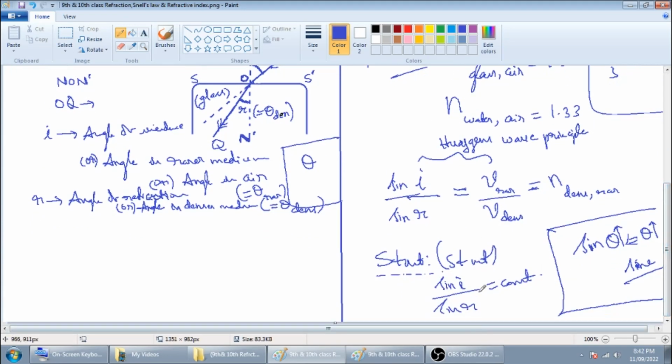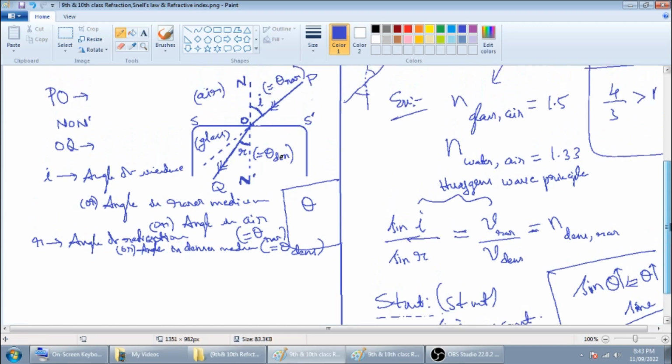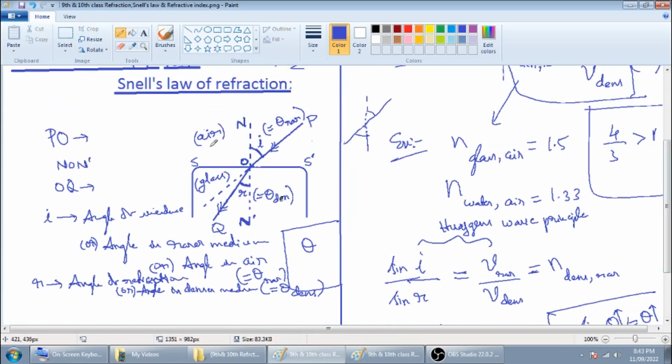So here, in brackets, it can also be written more clearly as equal to sin theta rarer by sin theta denser. That way also it can be written more clearly. So here the rarer medium we are taking as air, or even vacuum can be taken. Denser medium we are taking as glass. So in most situations, the rarer medium is usually taken as air or vacuum.